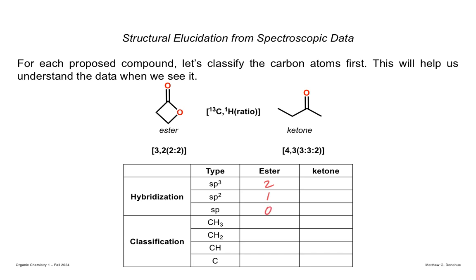If you're visual, you can sort of dot these things to help you out. For the ketone, there were 3 sp3, 1 sp2, and 0 sp. So the blues are the sp3, and then the green is the sp2.